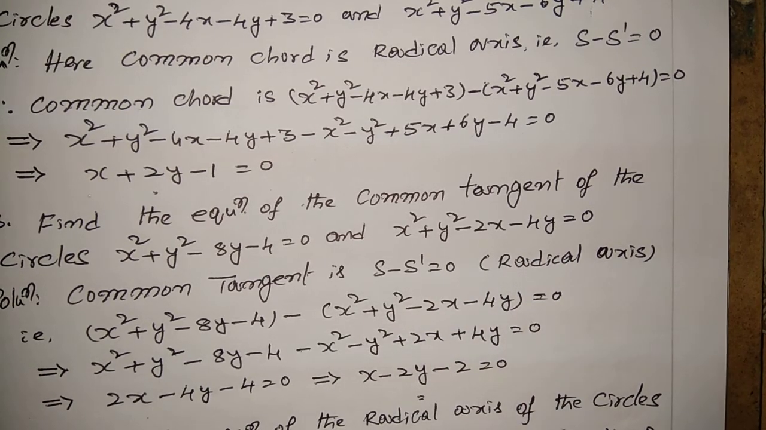Delete these brackets, we get x square plus y square minus 8y minus 4 minus x square minus y square plus 2x plus 4y. X square minus x square get cancelled, y square minus y square get cancelled. Collecting terms, we get 2x minus 8y plus 4y minus 4, that is 2x minus 4y minus 4. Dividing both sides by 2, we get x minus 2y minus 2 is equal to 0. This is the common tangent of the given two circles.